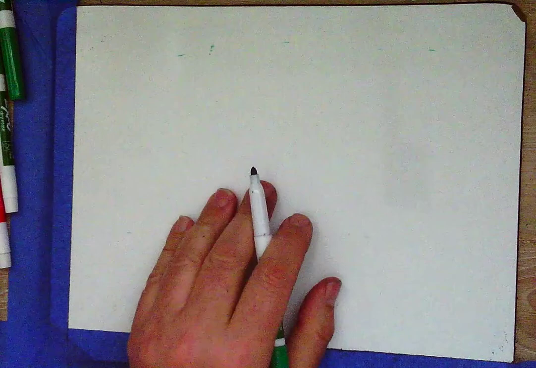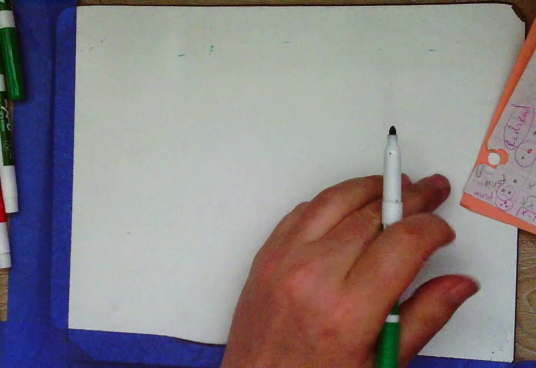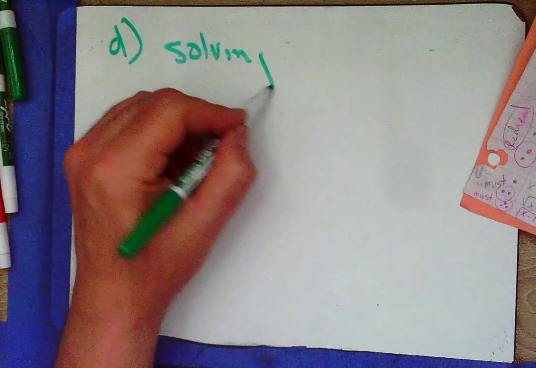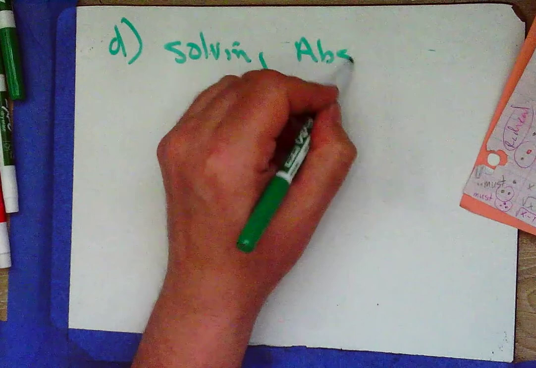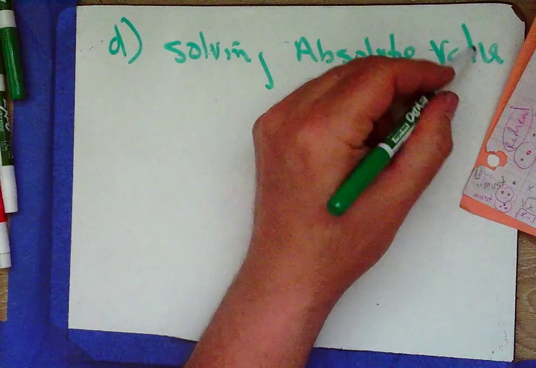Okay. And I promised you in this video, must check number 3. Must check number 2 was squaring both sides. Must check number 3 comes up when we're solving absolute value equations.